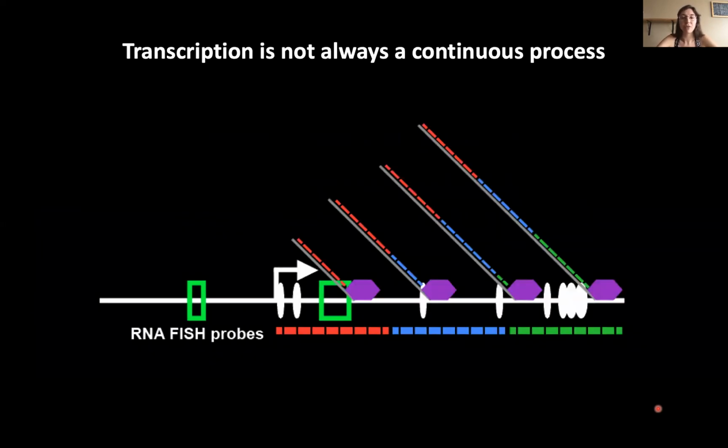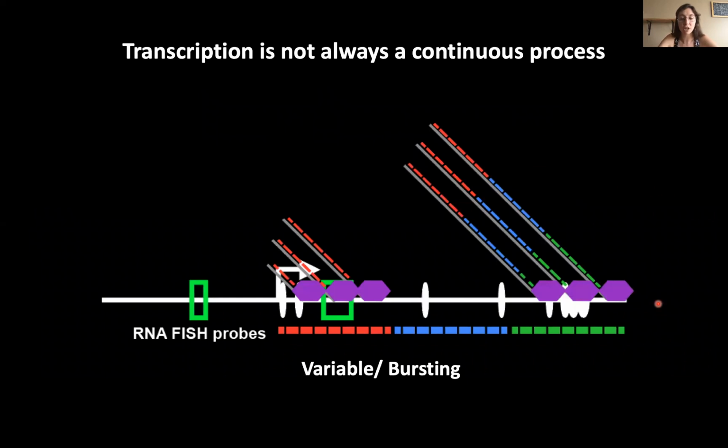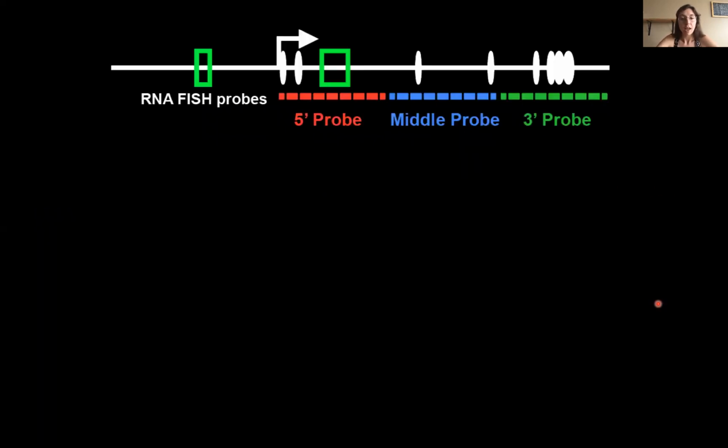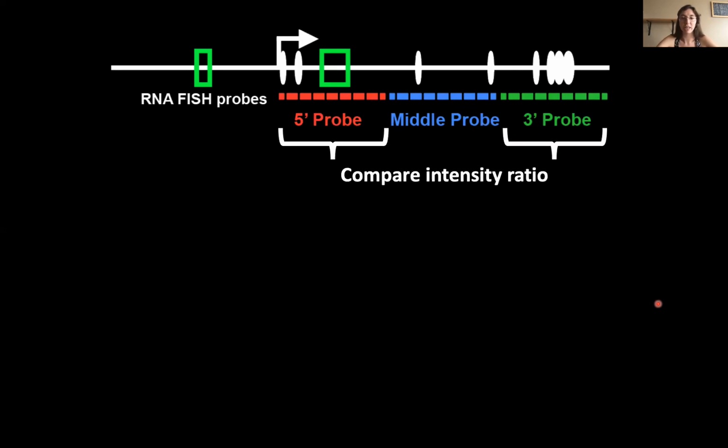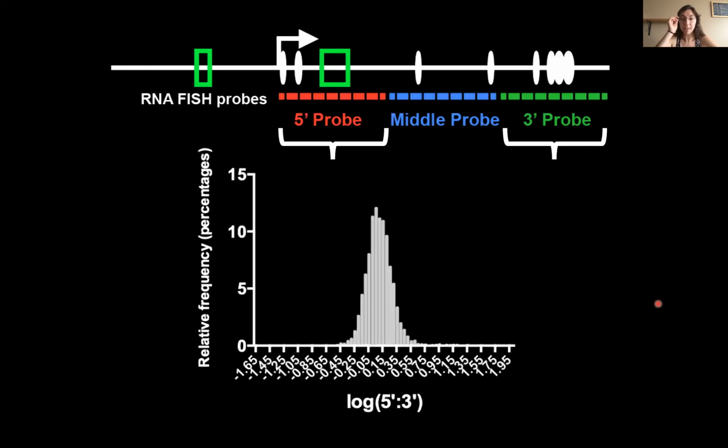I want to first emphasize that transcription is not always a continuous process as I have depicted here, and instead transcription can occur in bursts. And so keeping these different states in mind, I begin to measure the nature of this variability by comparing the fluorescence intensity ratio of different regions of the transcript. The output of this comparison is a distribution of ratios.